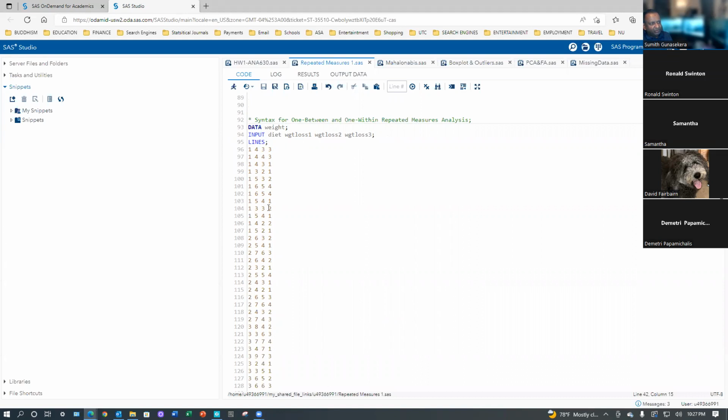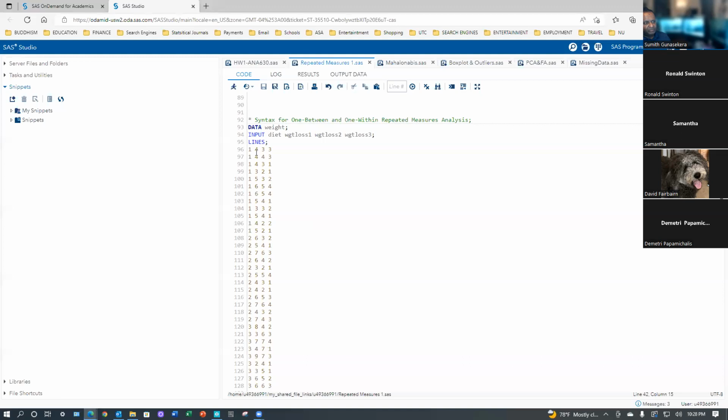How many people have been involved? How many people in each group? 1, 2, 3, 4, 5, 6, 7, 10, 11, 12. See, 12 people. The same persons have their weight loss measured after 2 months, 4 months, and 6 months. If you really want to see how it affects us after a certain period of time, you definitely have to design this experiment in a repeated measures manner. That's the key part here.